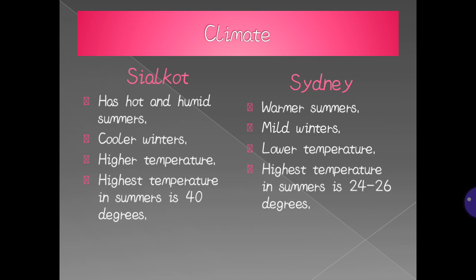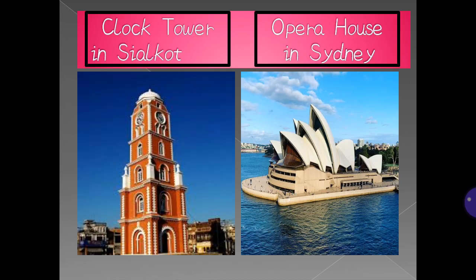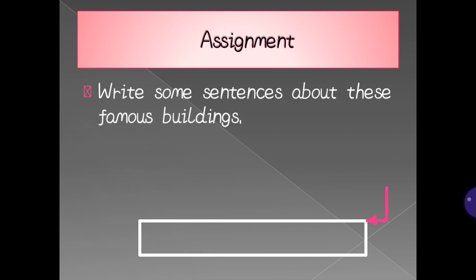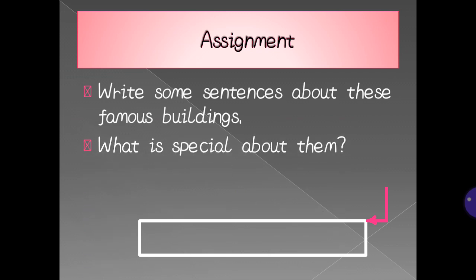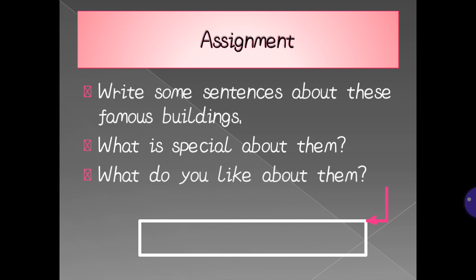I'm done with today's topic. So let's move on to these two pictures. The first picture shows the clock tower in Sialkot, and the second picture shows the opera house in Sydney. With these pictures, you are going to write some sentences about these famous buildings, and you are also going to write what is special about them and what you like about them.